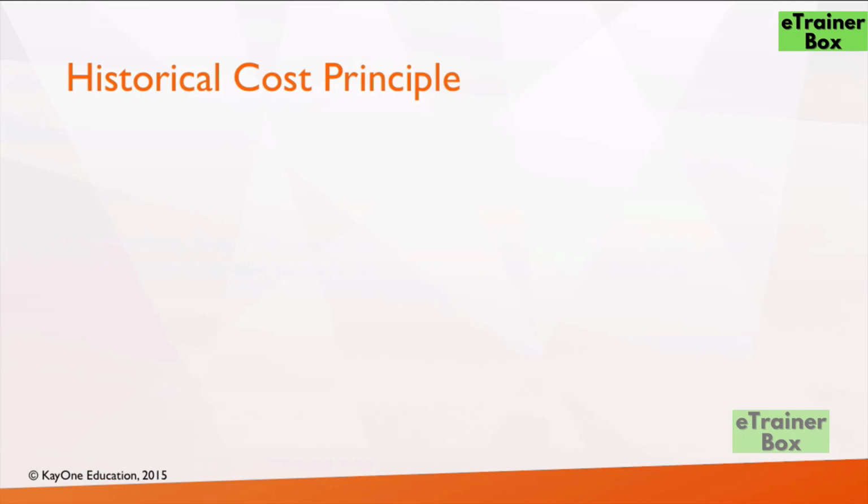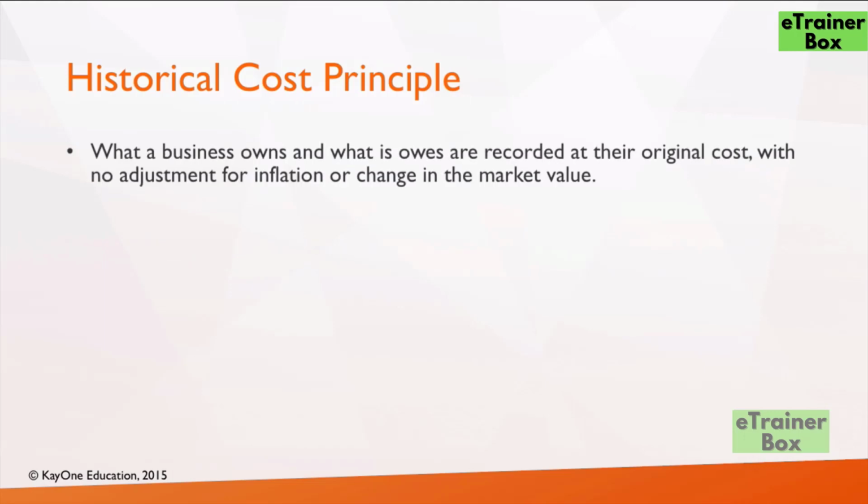The next principle is called the historical cost principle. As the name itself suggests, under the historical cost principle, all expenses and assets are recorded at the original cost when it was actually purchased, and no adjustment is made for inflation or change in market value. So assume that I bought a car long back, 20 years back, let's say at $15,000. As far as the books of accounts is concerned, this car will be shown at $15,000 only, less depreciation, and not at today's market value.